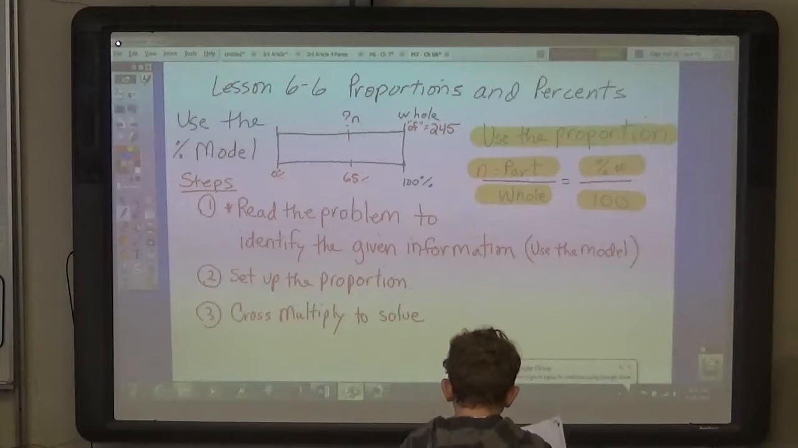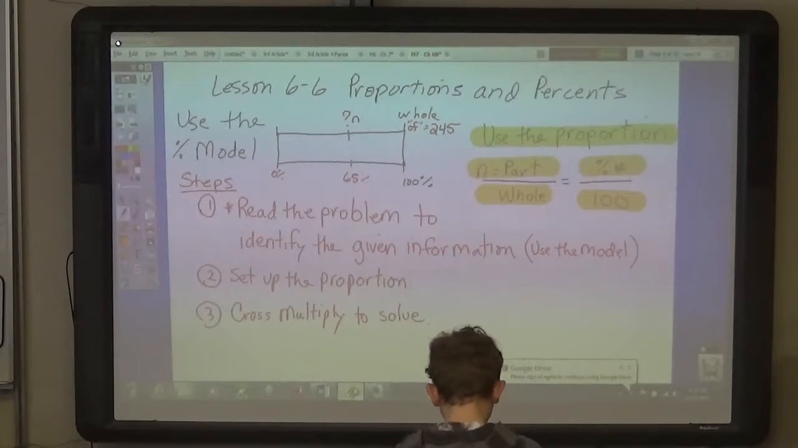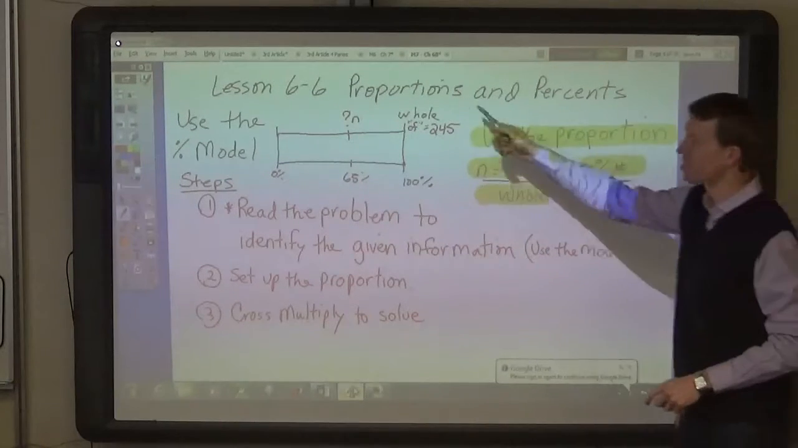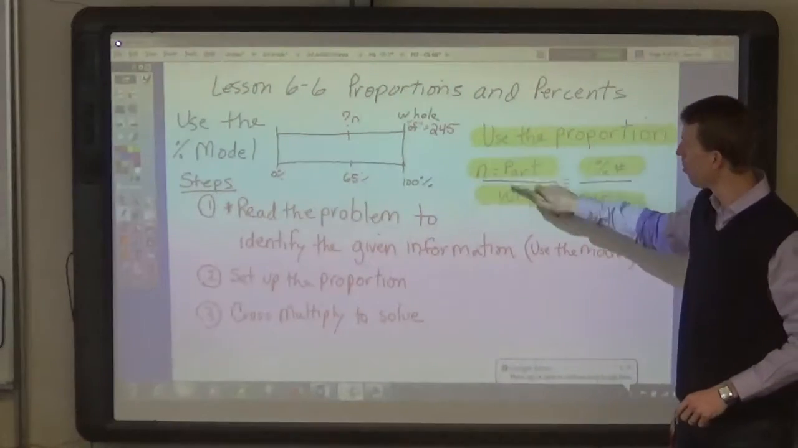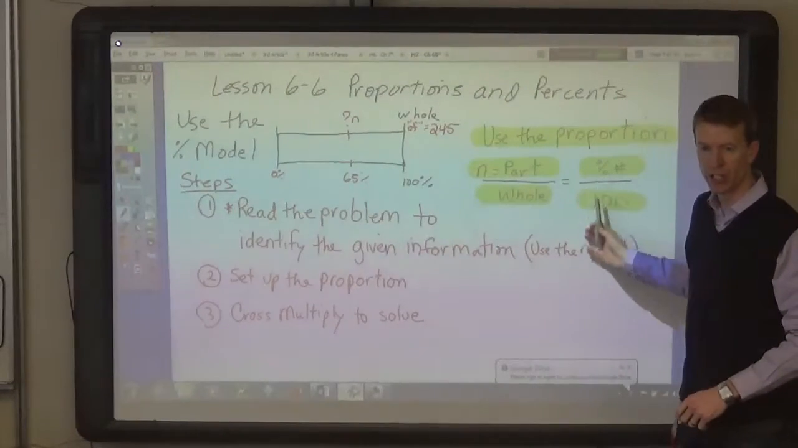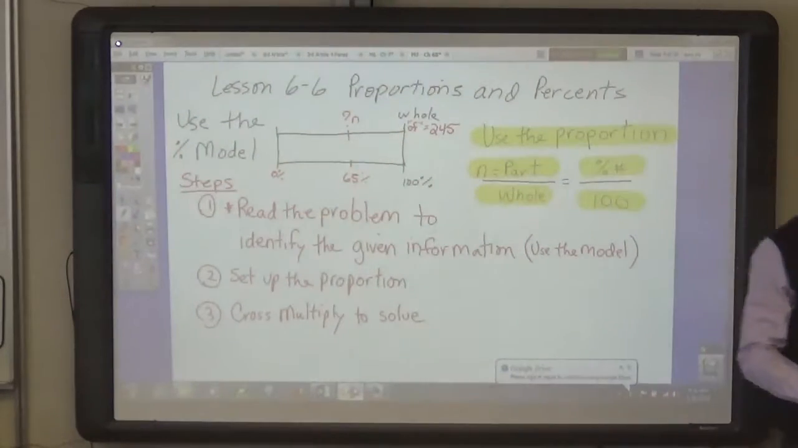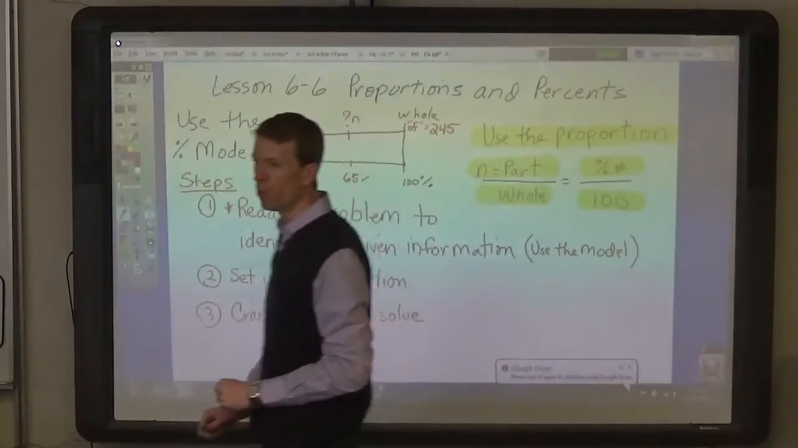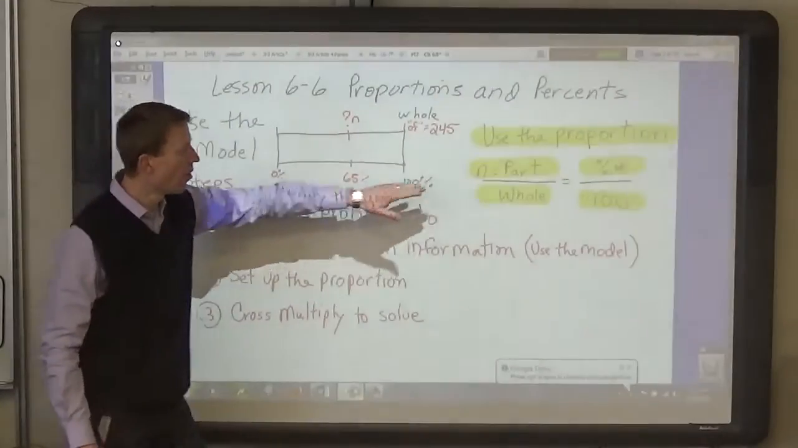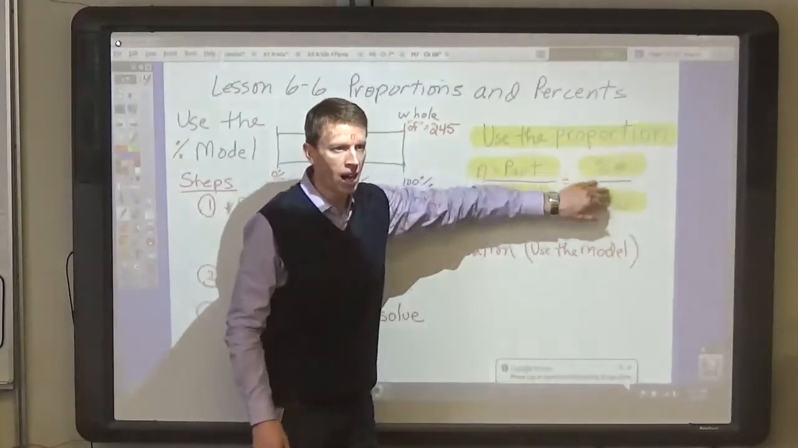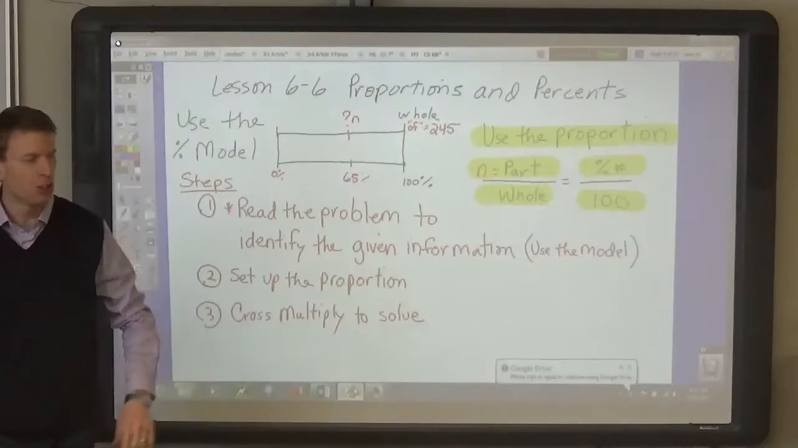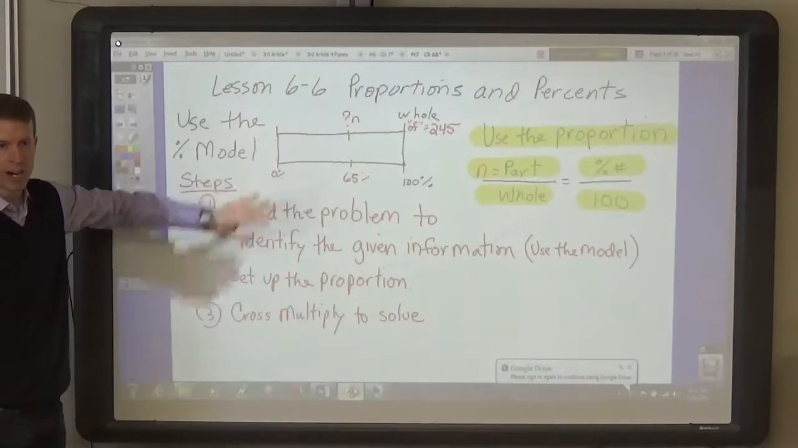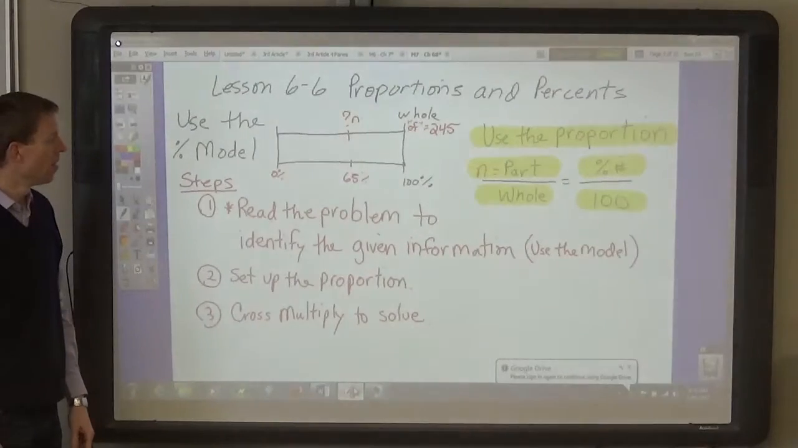Lesson 6.6 is about finding either a percent or a number. We're going to work with proportions and percents, using a proportion, writing a proportion in order to solve a percent problem. Okay? Now, there's a real simple way to figure out what numbers go where on this proportion, and it's using this model. The model helps you to figure out where to put the numbers so you can read a percent problem.